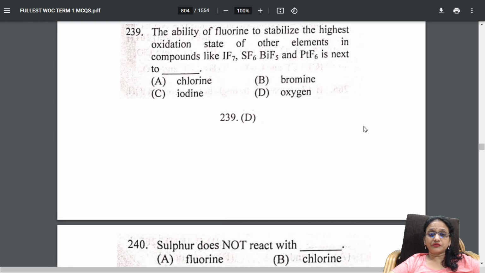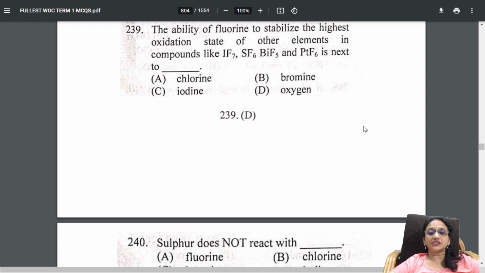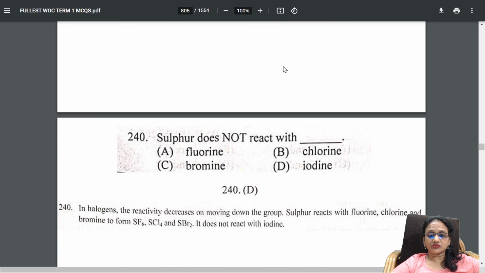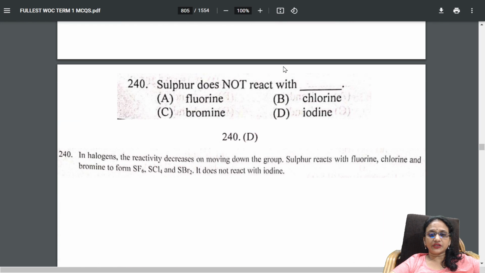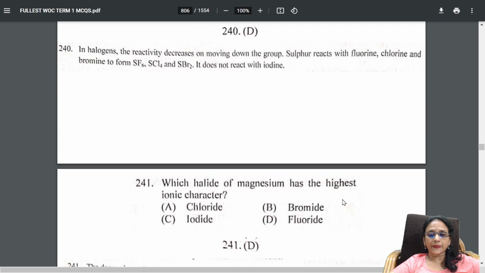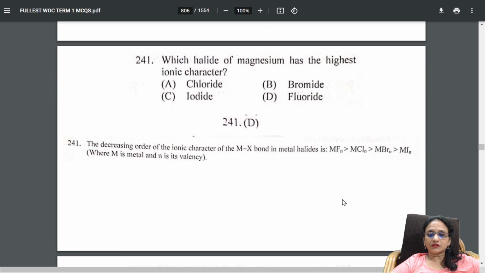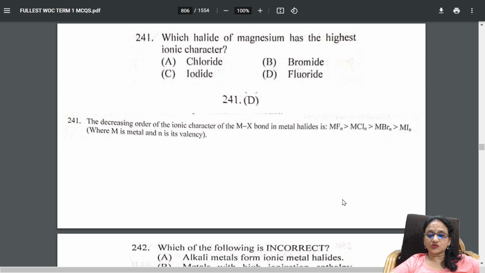So formation of IF7, interhalogen compound, and formation of basically reaction with fluorine. Fluorine has anomalous property. It has small size, high electronegativity. That's the reason they're going to ask you a question based on this. Okay, this is one more question. All right, highest ionic character reason also is given.